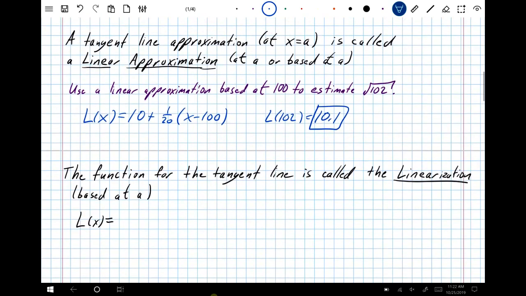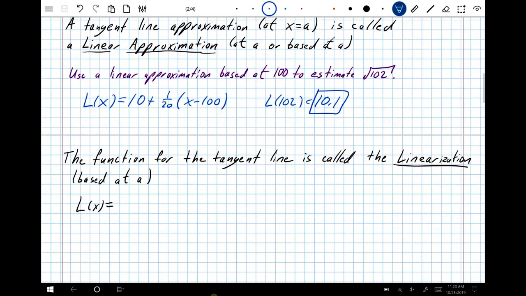So the function for the tangent line is called the linearization based at a. And we'll often just say the linearization. And that's what we found. That's why I wrote it as this L of x. Okay.